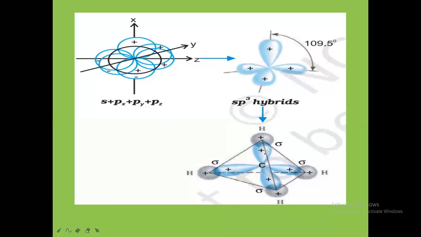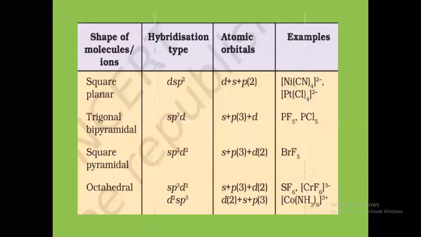In methane, CH4, the 4 sp3 hybrid orbitals of carbon will overlap with the s orbitals of hydrogen atoms, like this. So in this way, sigma sp3-s bonds will be formed. Like this, 4 bonds are formed.